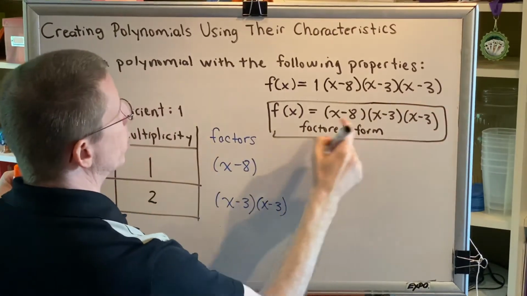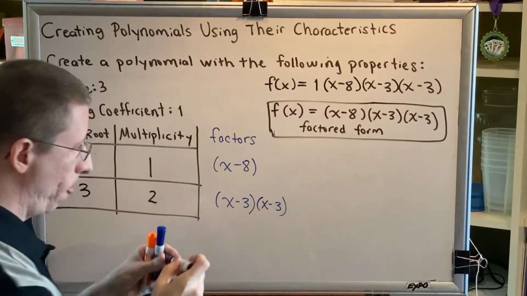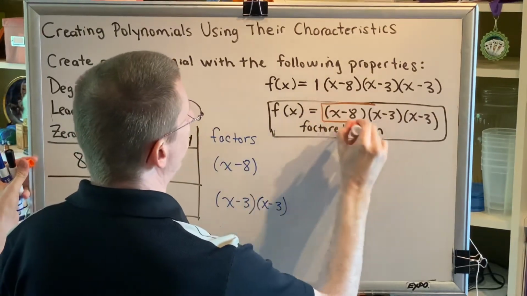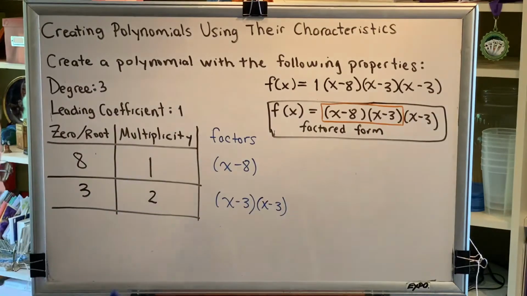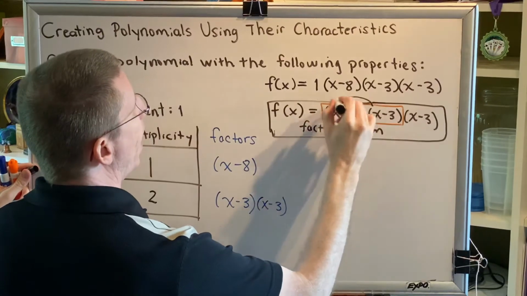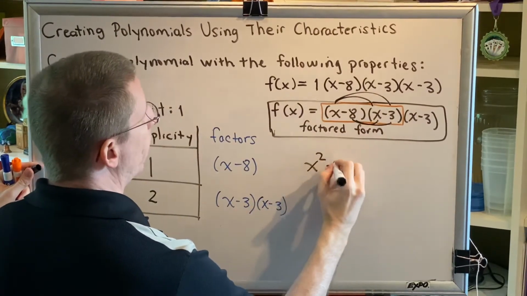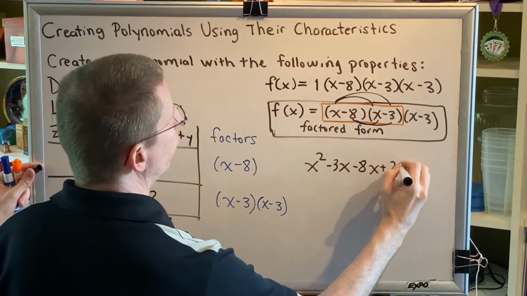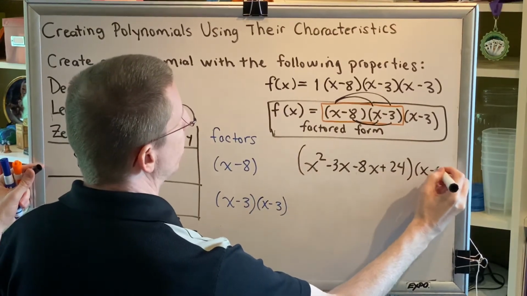But I'm also required to multiply all of these out in order to get my answer in polynomial form. Order of operations says that when you multiply, you should do so from left to right. So I'm going to begin by FOILing those two binomials. So this times that, and that, this times that, and that. So I'm going to get x squared minus 3x minus 8x plus 24. And all of that still has to be multiplied by this x minus 3.